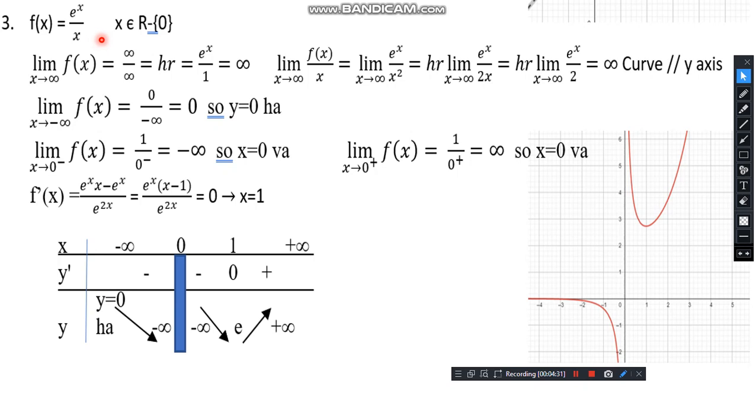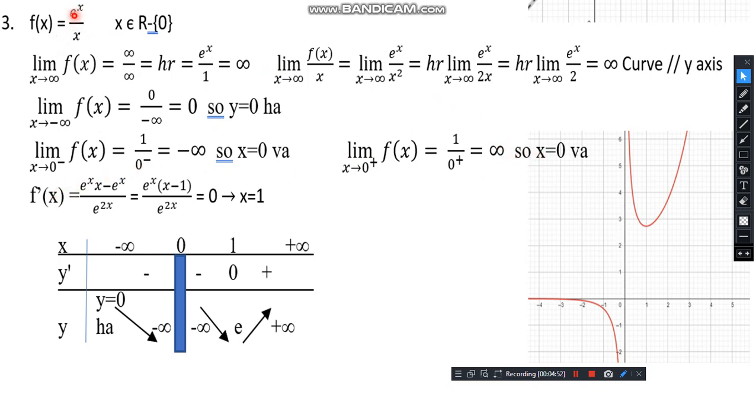Why? Because you cannot divide by 0, so we do the limit as x tends to 0 minus and 0 plus. If we start with 0 minus, e power 0 is 1 over 0 minus, so it will be minus infinity, so x equals 0 is a vertical asymptote. If you do the limit as x tends to 0 plus, you have 1 over 0 plus, which is plus infinity. x equal to 0 is a vertical asymptote.